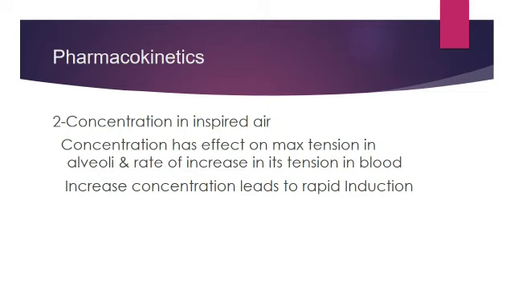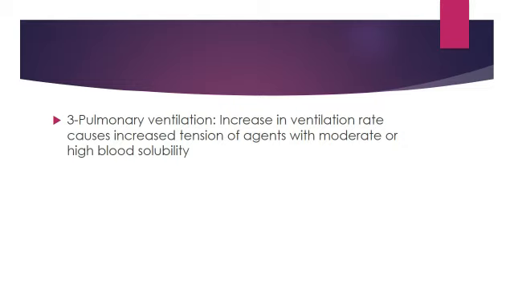Therefore, by increasing their concentration, we can increase their rate of induction. Now the third factor is pulmonary ventilation. That is, increasing the pulmonary ventilation rate causes an increase in the tension of the agents with moderate or high blood solubility. Again, this is the same as the previous factor. That is, by increasing the ventilation rate, we increase the amount of the anesthetic agent available to the alveoli, and it will cause a rise in tension in the blood.